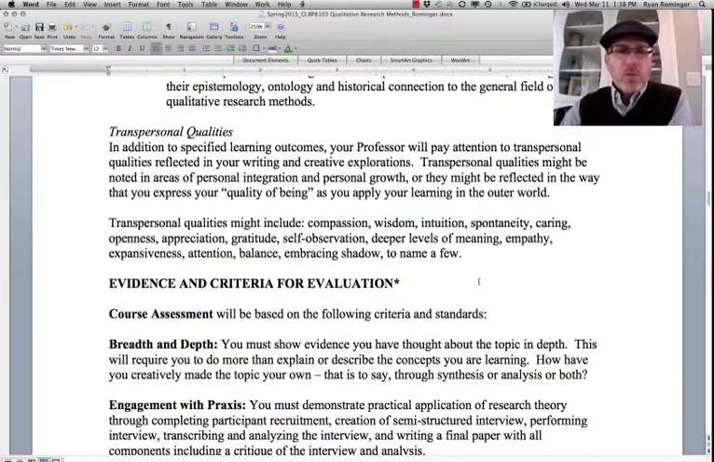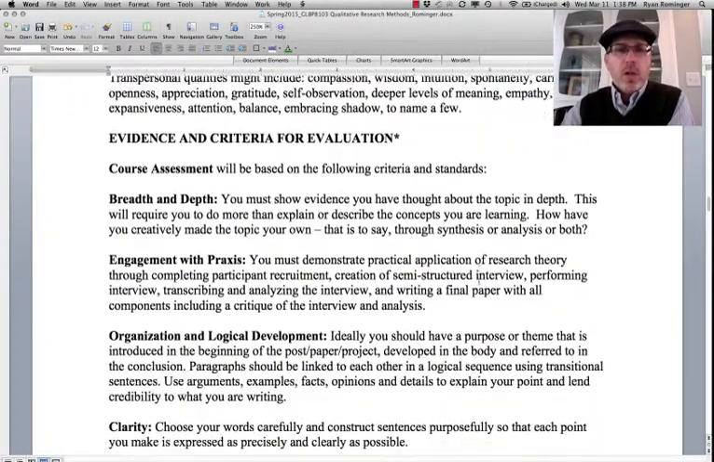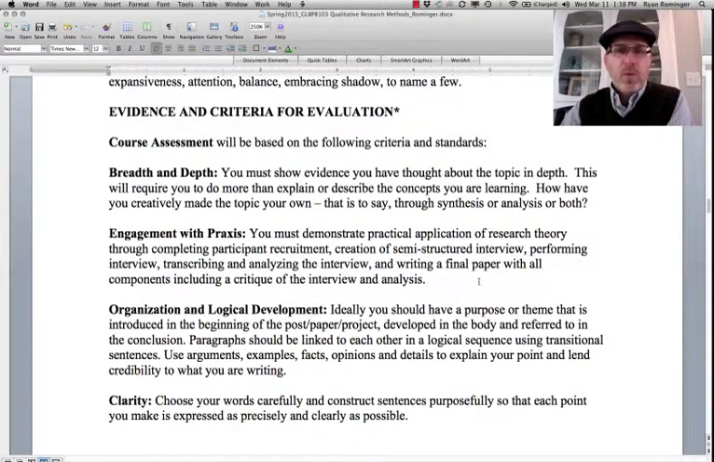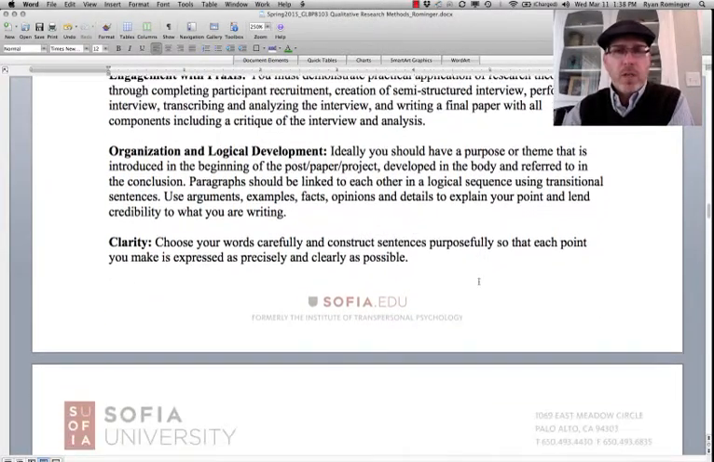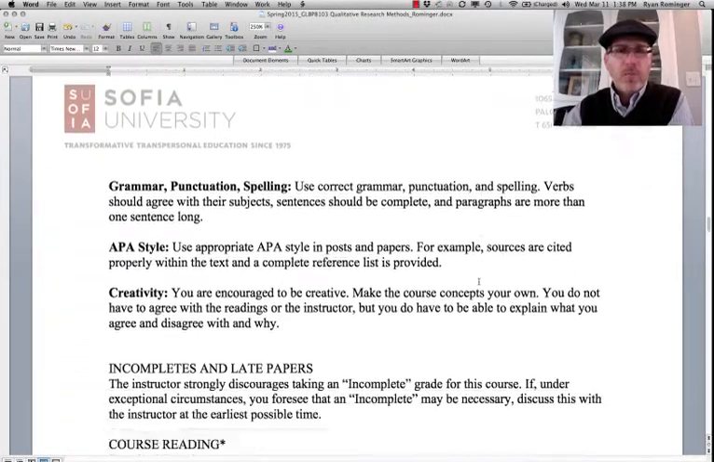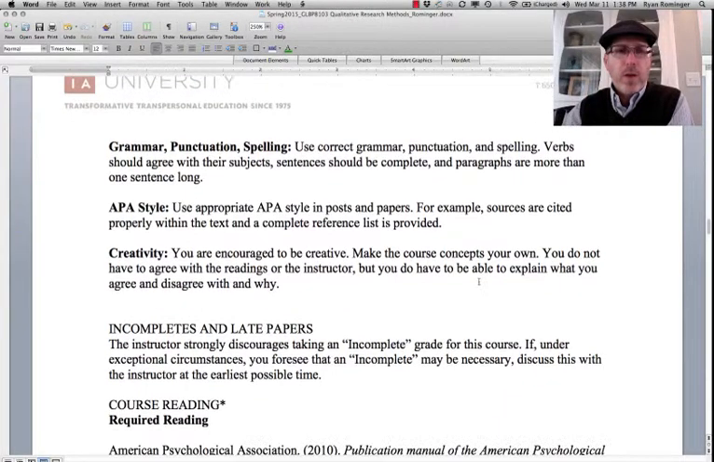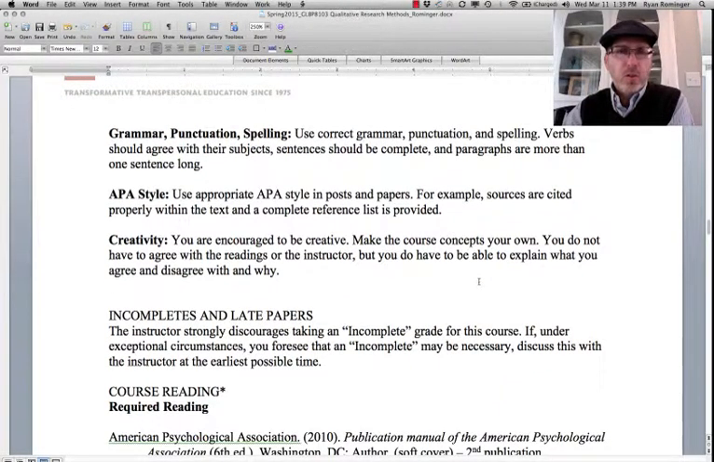There's a section on transpersonal qualities, and then we get into the criteria and evaluation. Go ahead and look at that. When you're making posts or you're writing papers, I'm going to be looking at certain things: how well you're writing, the depth of thought, your engagement with your praxis, your practical application of what we're doing. All of that's going to be taken into consideration for your final grade. Please do write in APA style, APA Sofia style, when you write your posts and when you write your papers.